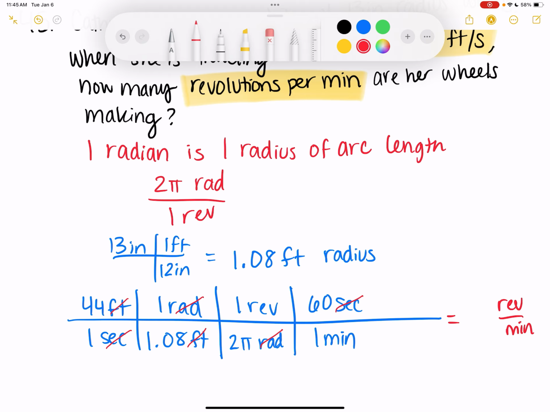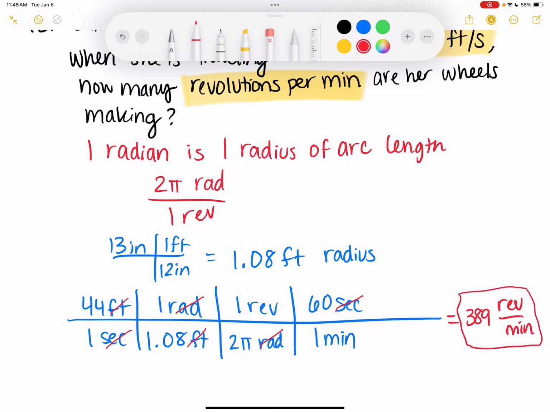Is it 15,358? No. Something's wrong with my calculator. Yes. The last one, you just needed to put parentheses. I was going to say you probably needed parentheses. 6.4. It should be 389.